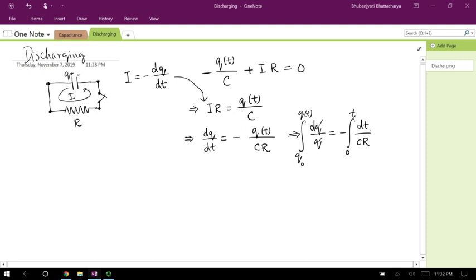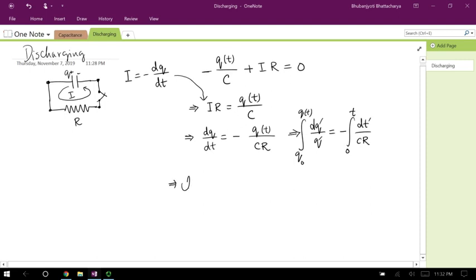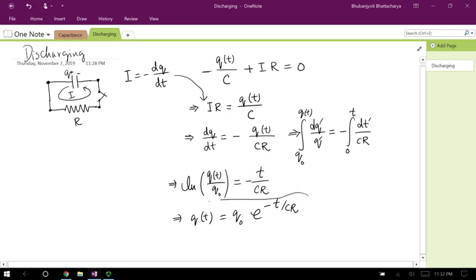And so we should change all these labels. And so on the first side, we will get natural log of q as a function of t divided by q0 is equal to negative t over cr. And so this will imply q as a function of time is equal to q0 times e to the negative t over cr. So this is what happens when a capacitor gets discharged, right?